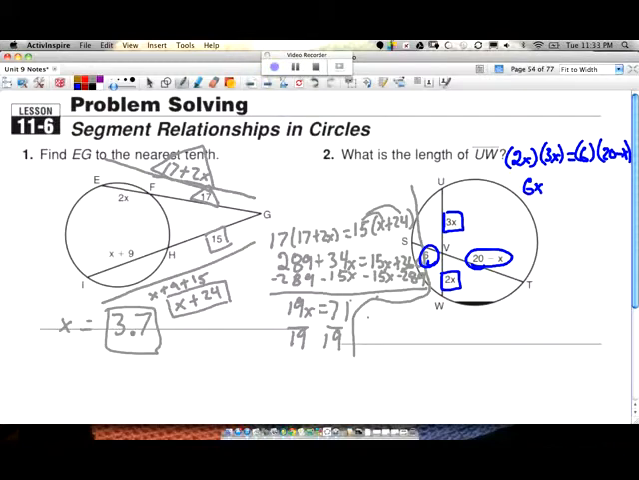Okay, now I see a couple things. First, I see that this is going to become 6x squared. On the other side, I also have 6 times 20 minus x. And what I'm going to do is divide both sides by 6 to get rid of those 6's. Then I'll have x squared equals 20 minus x.